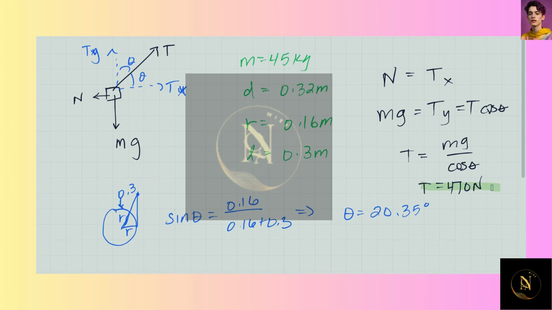Part B, how hard does the ball push against the wall? So we need to find the normal force. Since we know T, we know the tension in the x direction is T sine of theta, and that is equal to the normal force, and therefore we get a normal force of 163 newtons.